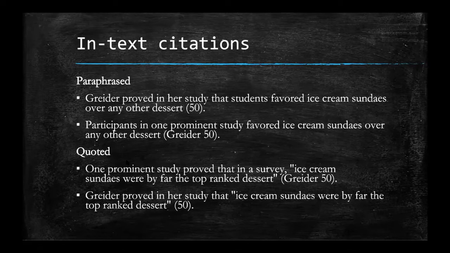And then the second 2 examples here are examples of quoting from the source. So as a reminder, that's when we are using exact words from the source. And you'll notice that both instances here include those quotation marks to indicate which words have been taken directly from the source. In the first example of a quotation, we have both pieces of information we need in parentheses at the end of the sentence, the author's last name and the page number, both in parentheses. Then in our final example, we again are integrating the author's name into the sentence, saying Grider proved that, blah, blah, blah. So then we just need to include that page number in parentheses at the end.